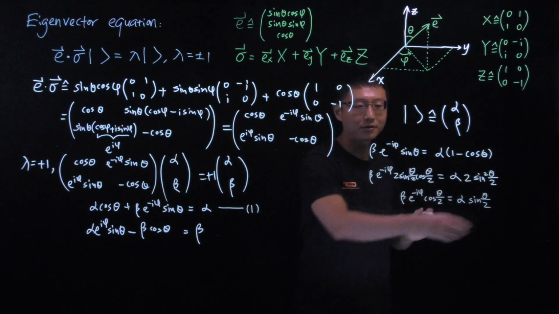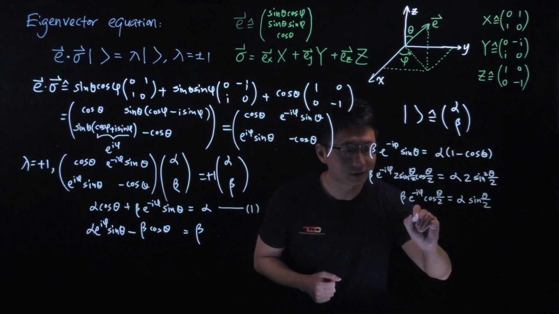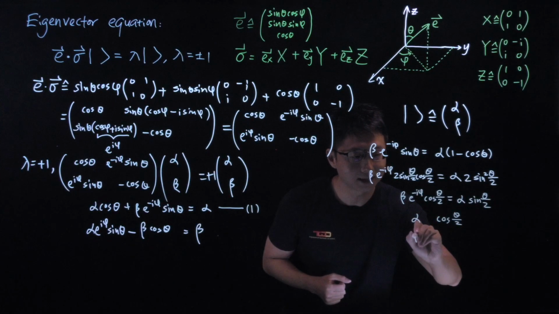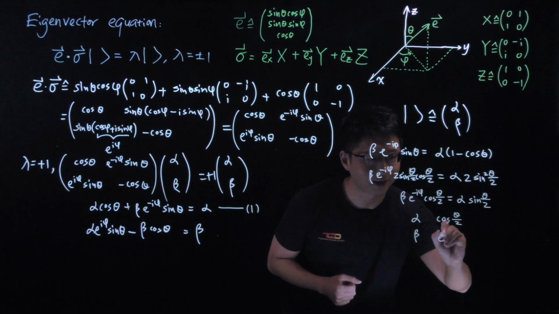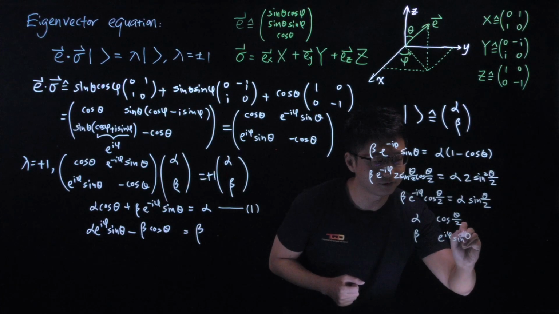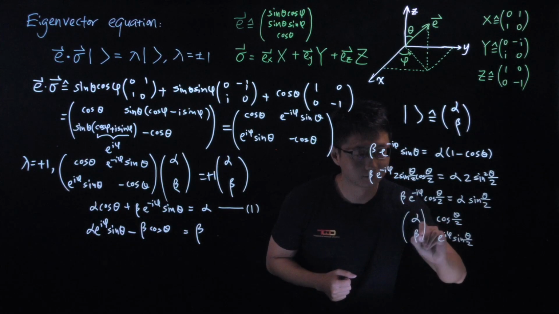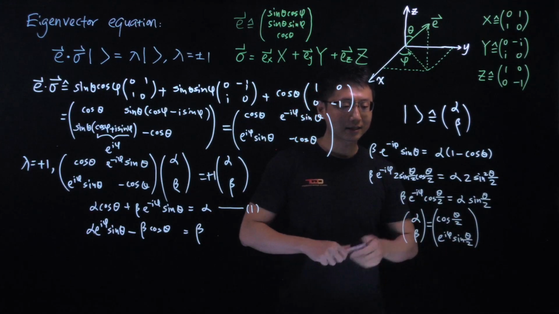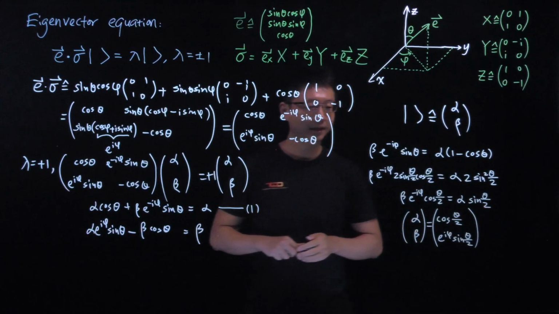So in order for this equation to hold, we can simply choose alpha equals cosine of theta over 2 and beta equals e to the power of I phi sine of theta over 2, up to an irrelevant global phase factor in front.